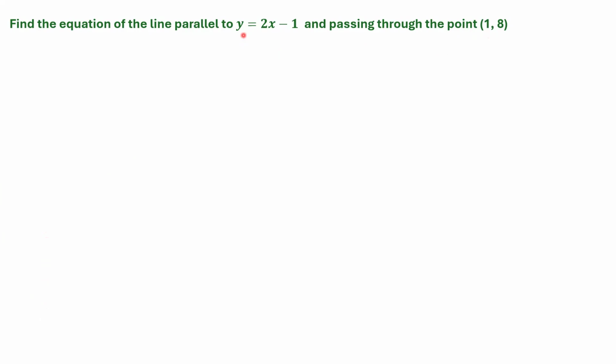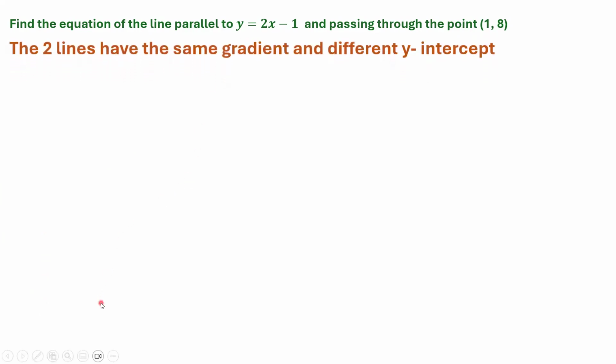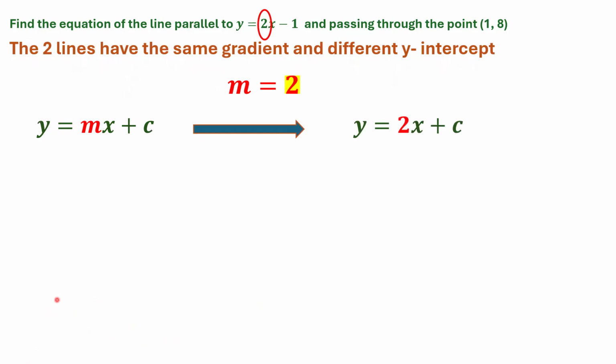As you know, if I have two parallel lines, they will have the same gradient. So parallel lines have the same gradients and different y-intercepts, okay? I will take the gradient from the given line, which is the same gradient as my targeted line, and replace it in the gradient place in the equation y equals 2x plus c. Of course, the y-intercept, or the c, will be different for the two lines.